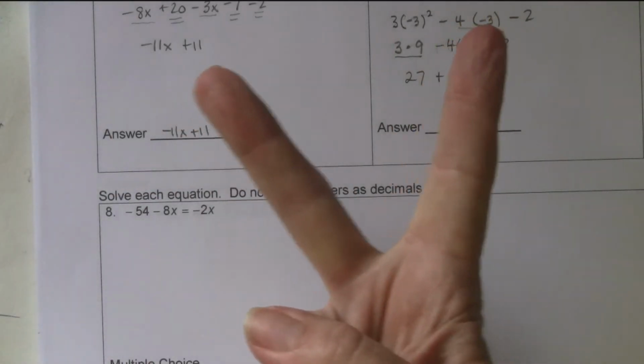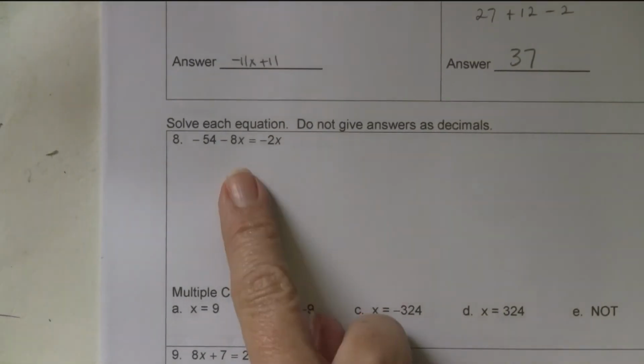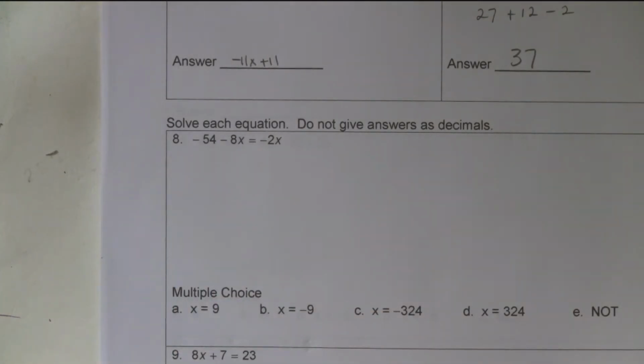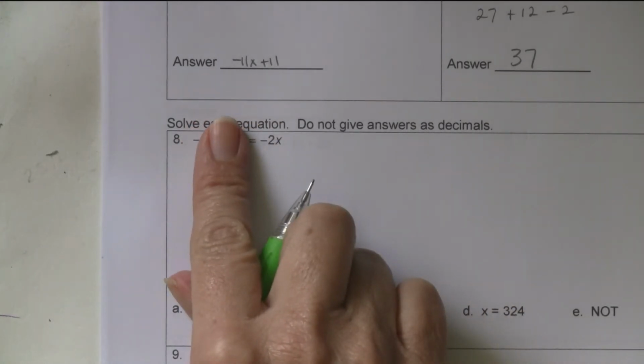Okay, this is Lab 3, Part 2. So here they're asking us to solve. There is no distributive property. There are no like terms. So not like terms, not like just one term over there.